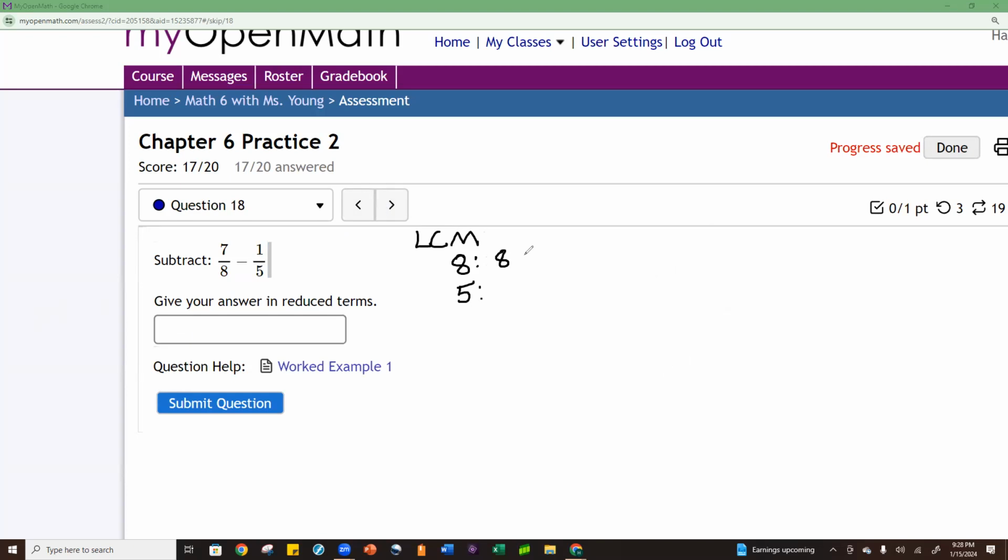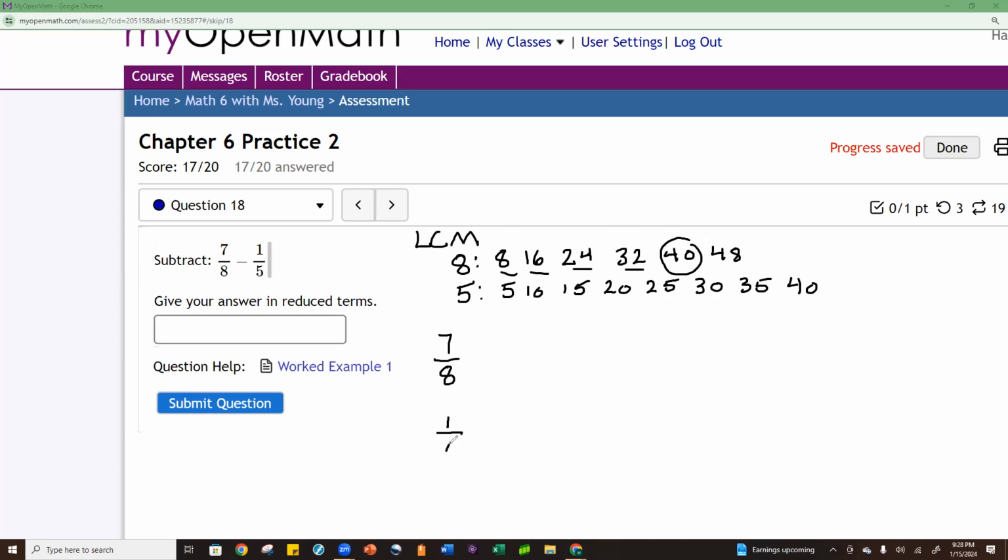So we count by 8s, 8, 16, 24, 32, 40, 48, and so on. 5, 10, 15, 20. And if you realize that you don't have to list the 5s, you could just say, hey, if I look at all these 8s, the first one divisible by 5 is 40. You can use that. So I'm going to take my 7/8 and my 1/5, the fractions from the problem. I'm going to use giant ones to convert them each into an equivalent fraction that has 40 as its denominator.